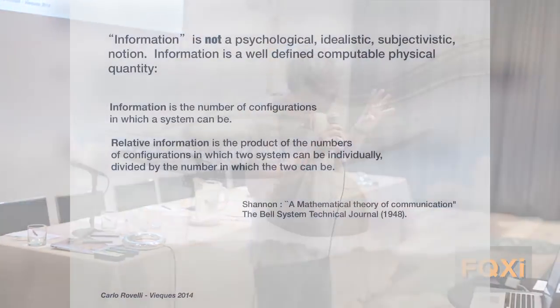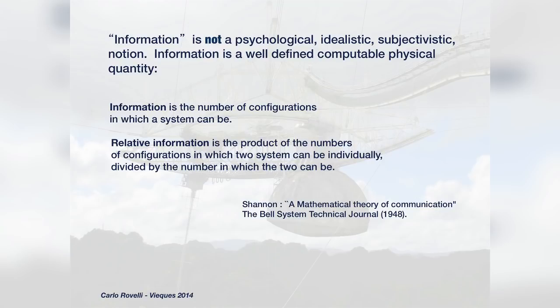And for us, the good concept is relative information. Information for Shannon is just the number of configurations in which a system can be, in fact the logarithm base 2 if you want. But the interesting thing is relative information. So relative information is this thing here.